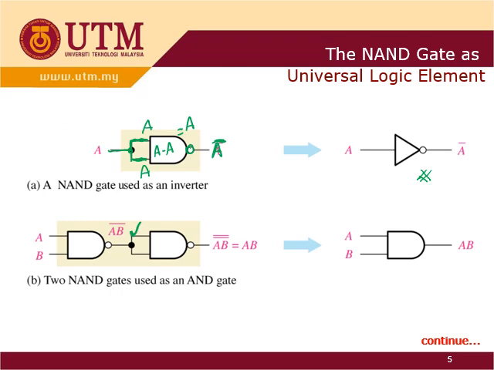So 1 normal NAND gate gives AB bar. And how do we get AND, which is AB? That means we want to cancel out the bar. So our AB bar, we put a NOT on that. Now we can cancel our bar. That's how we end up with the AND gate. So for AND, you need 2 NAND gates.